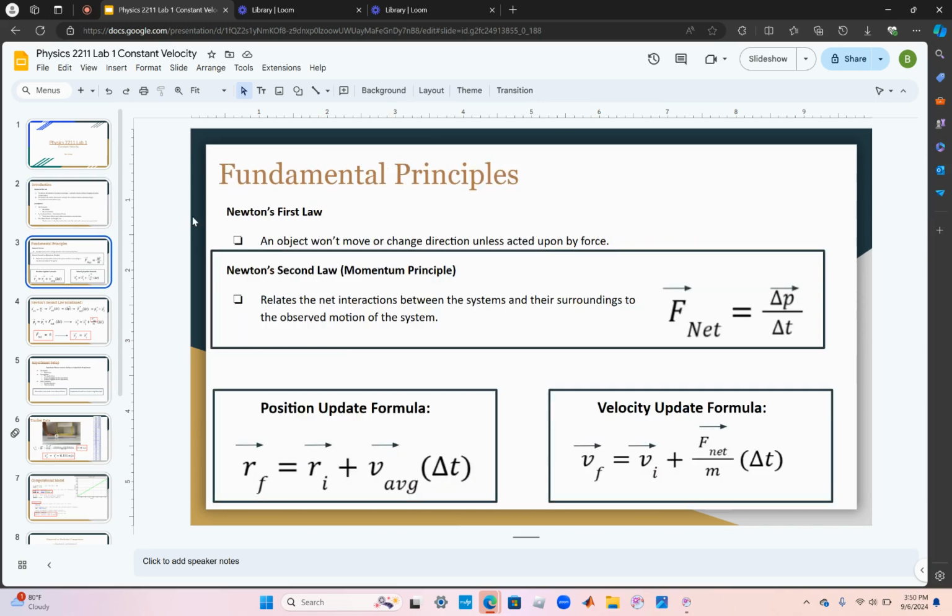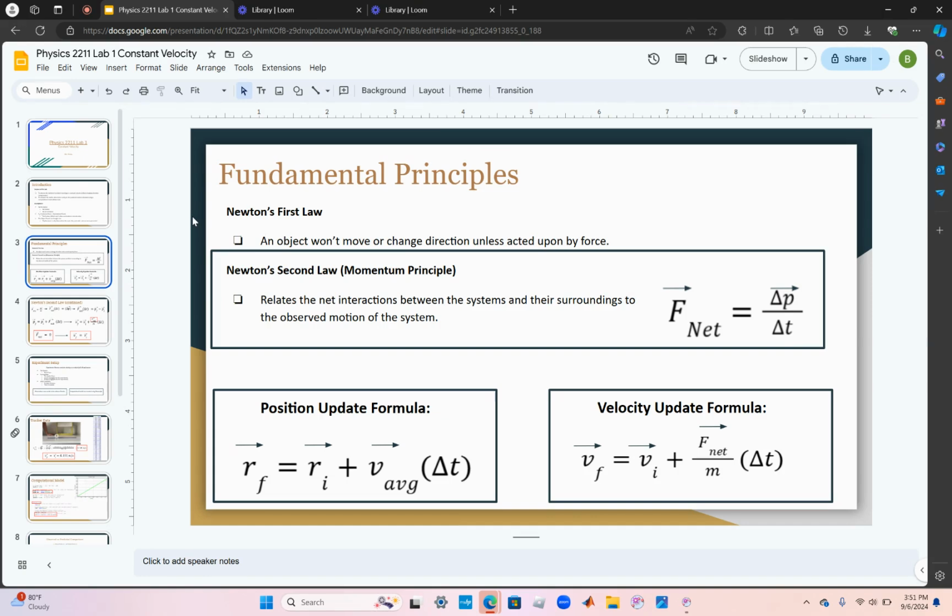So, fundamental principles: we have Newton's first law, an object won't move or change direction unless acted upon by a force. And Newton's second law, the momentum principle, which is the most fundamental principle of this lab, which relates net interactions between the systems and their surroundings to the observed motion of the system. In other words, the net force is equal to the change in momentum over the change in time.